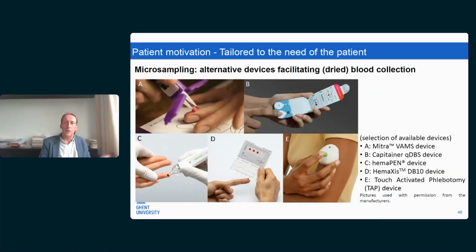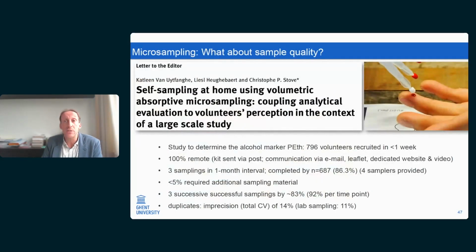And like I already said, there are several alternative devices that have facilitated dry blood collection. Here are just some examples that are shown, and there are multiple examples, also several ones that are not listed here. But in a sense, it comes down to the fact that multiple approaches have been set up that allow patients to collect the samples in a trustworthy manner in the home environment. And it is possible to collect trustworthy samples because if we look and score the sample quality, we can really get good quality samples.